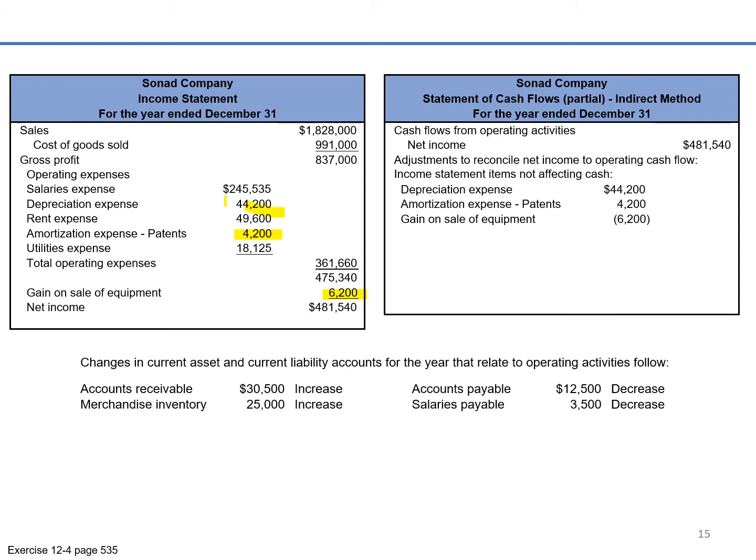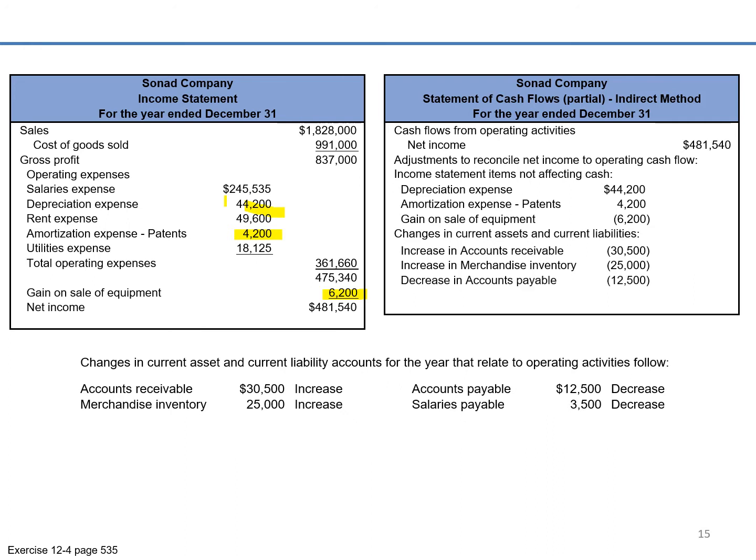And then we need to look at our current asset and current liability account changes. So accounts receivable increased by $30,500. Increases in asset accounts are decreases in cash. We had merchandise inventory increased by $25,000. So again, increases in asset accounts are decreases in cash. And then we have accounts payable decreasing. Decreases in accounts payable or liability accounts are also decreases in cash. Those are the same direction. And then we had a decrease in payables, so also a decrease to cash.